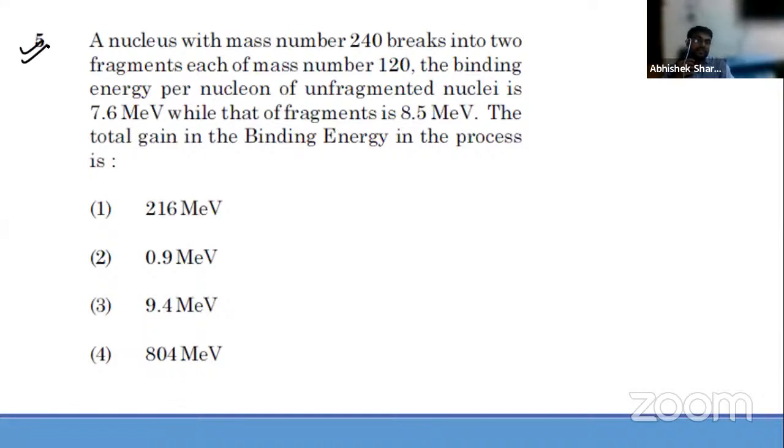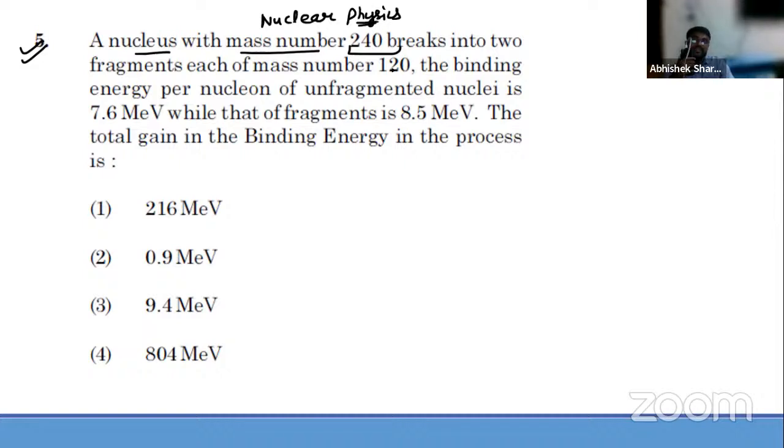Fifth question. Let us go with the fifth question, okay? It says here a nucleus which is having the mass number 240. It's also a question from the nuclear physics chapter, by the way.